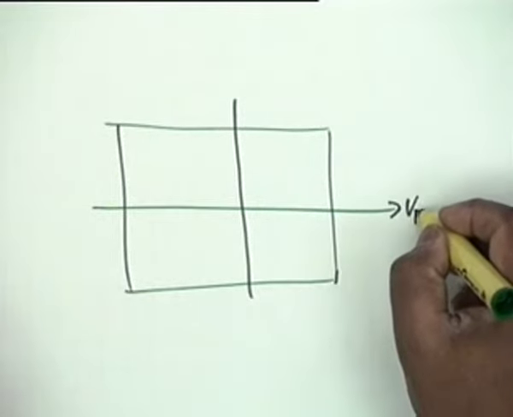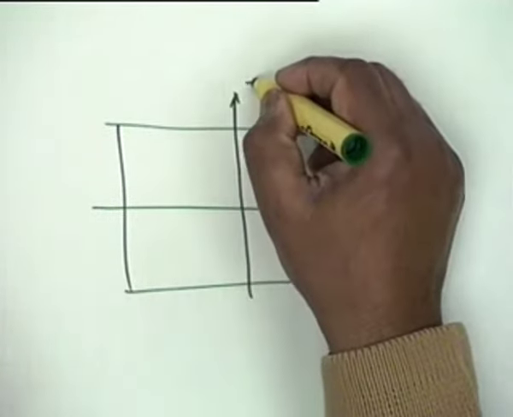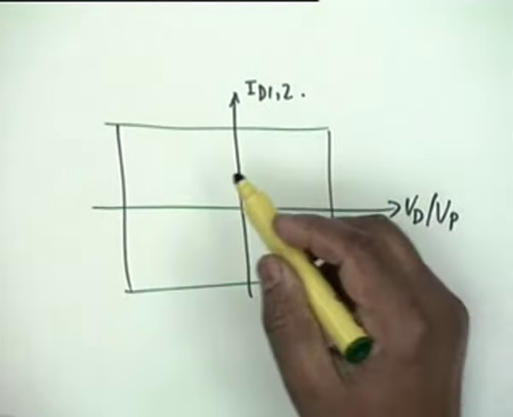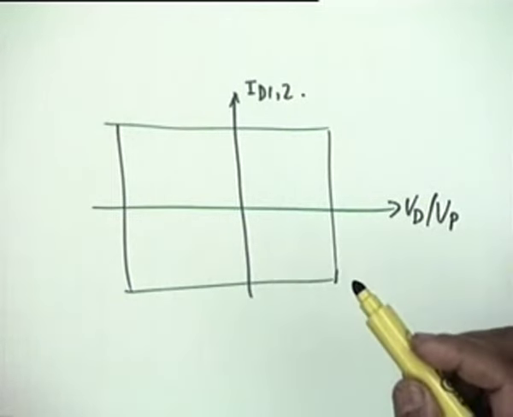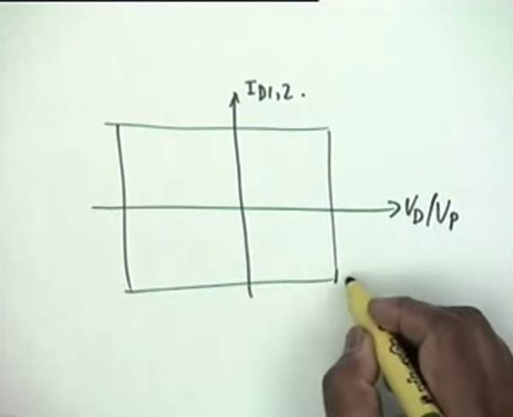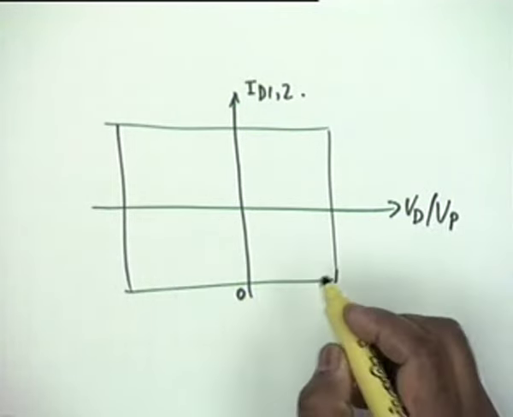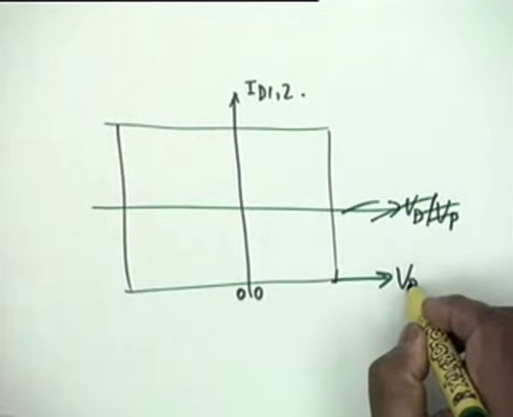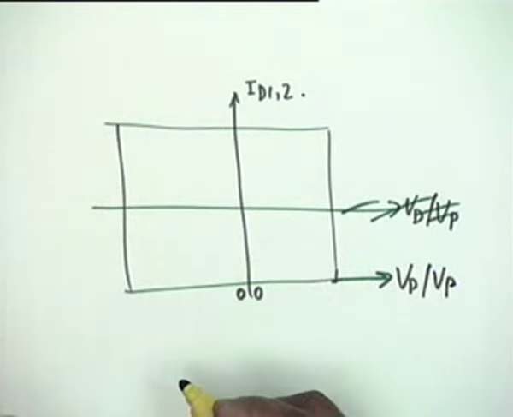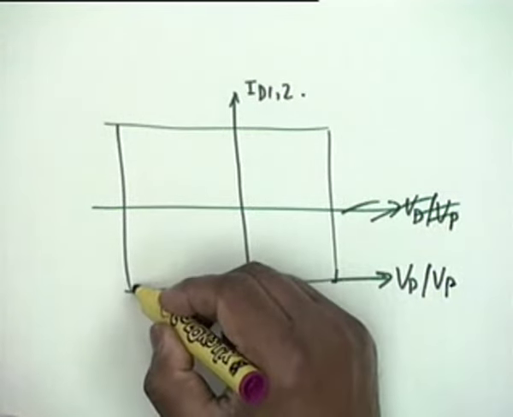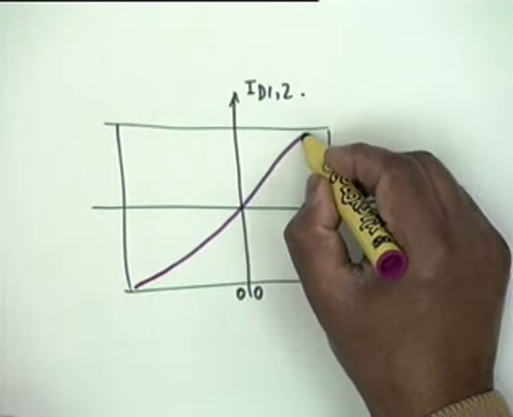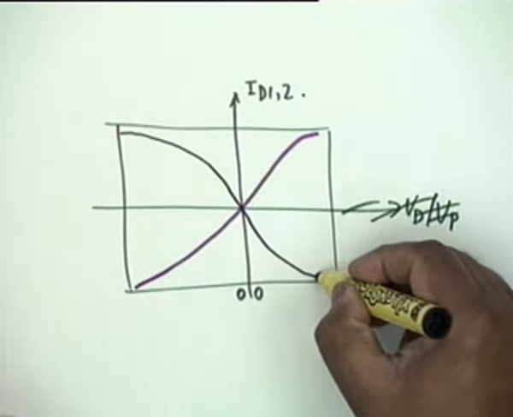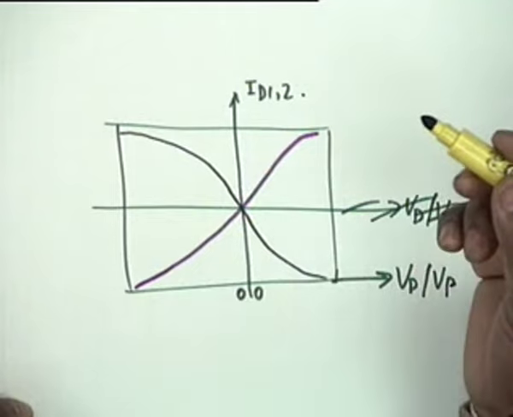What you plot is VD by VP, and you plot here ID1 and ID2. It turns out that these currents are very similar. This is 0 for the current and 0 for the voltage. I should have brought it here, VD by VP, okay? And the two currents flow like this, and the other one is like this. Exactly similar. One rises, the other falls.